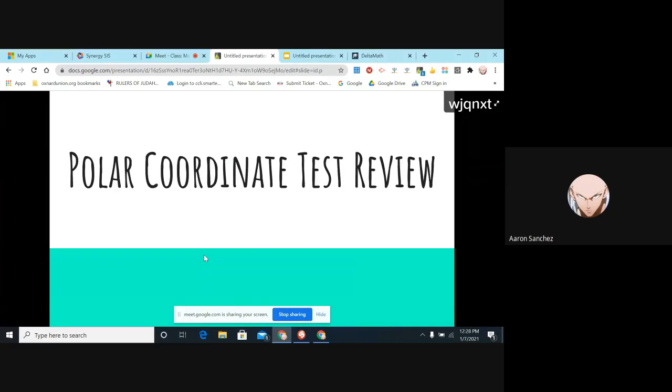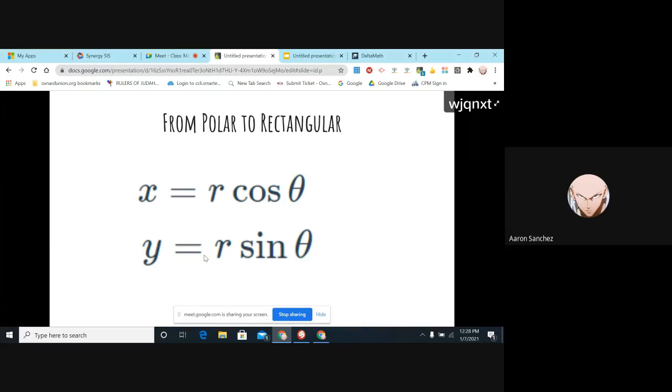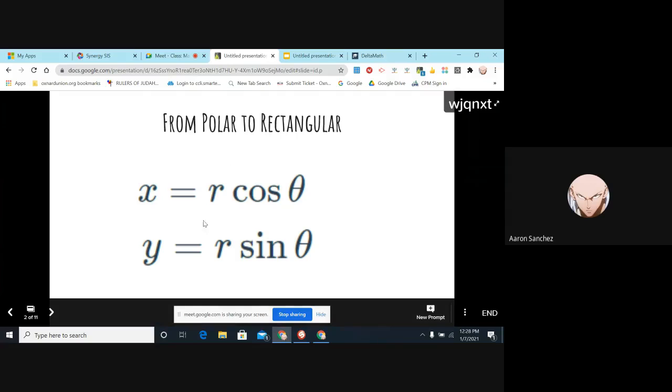So here we go. You guys in the Pear Deck right now? Look right here. To go from polar form to rectangular form, this is the easier one in my opinion. To solve for x, you multiply the radius times cosine theta. To solve for y, you multiply the radius times sine theta. That's all you have to do. And use your unit circle. Use the unit circle to help you solve for this.